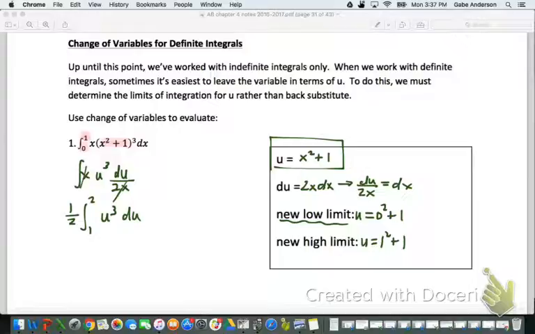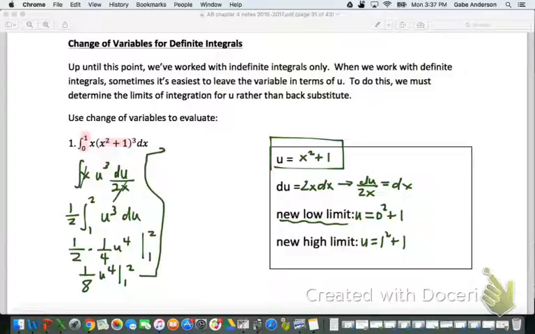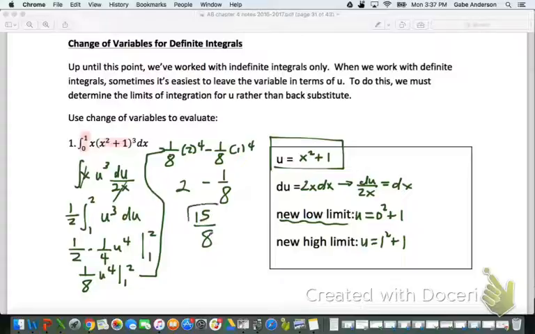Now I'm ready to find my antiderivative, use FTC1, and finish. So 1/2 times 1/4 u to the 4th, evaluated from 1 to 2. Simplifying just a little bit here, I get 1/8 u to the 4th, evaluated from 1 to 2. At this point, I need to do my FTC1, so that would be 1/8 times 2 to the 4th, minus 1/8 times 1 to the 4th. So 2 to the 4th is 16, 1/8 of 16 is 2, 1/8 times 1 is just 1/8. So 2 minus 1/8 is 15/8. That's my final answer.